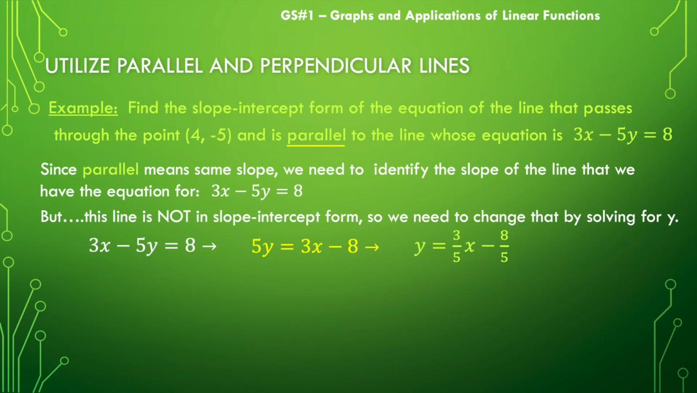This gives me the slope, right? The slope of this line is 3/5. And what I really want is the line parallel to that that goes through this point. So I'll use the same slope.